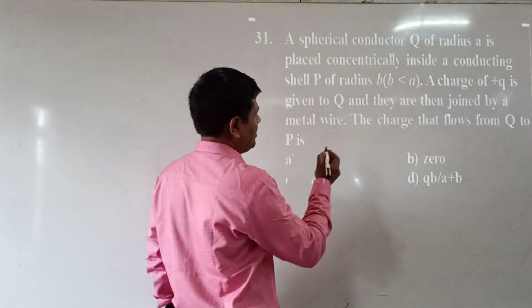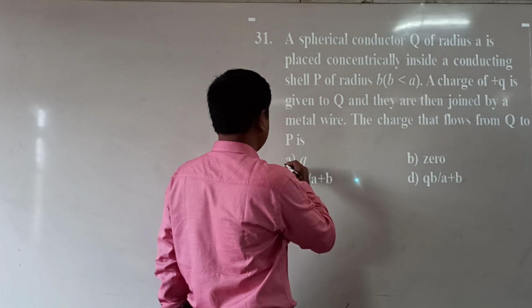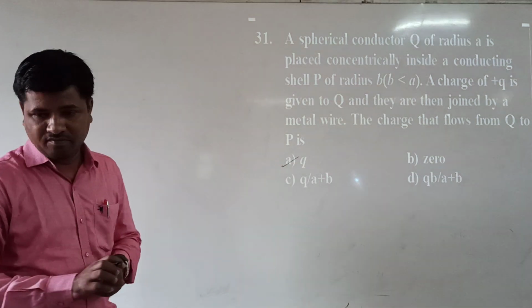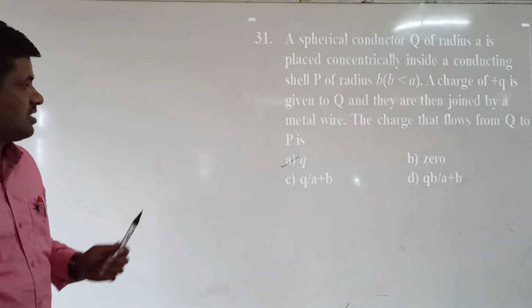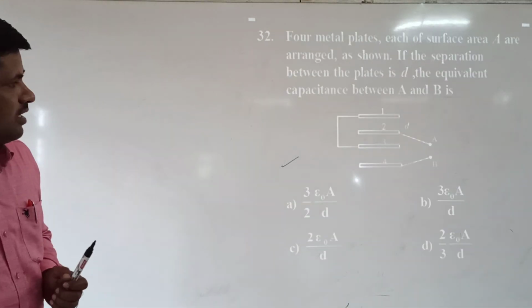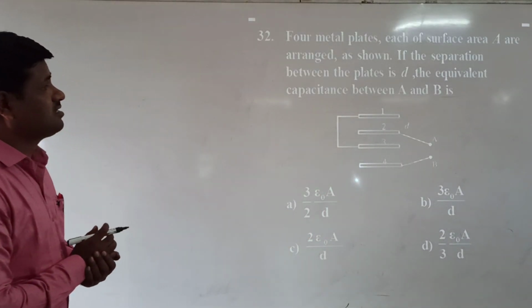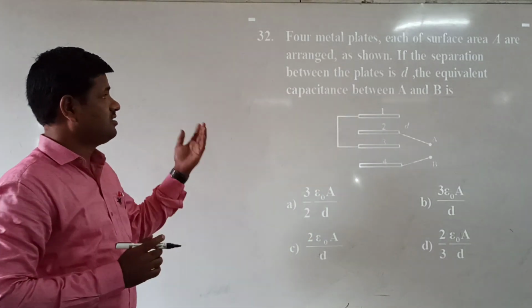How much charge is there in the inner conductor? We are placing the plus Q charge. That plus Q charge is flowing from the inner conductor to the outer conductor. Right, which option is correct here? A option is correct. Next, 4 metal plates each of the same surface area are arranged as shown in the figure.